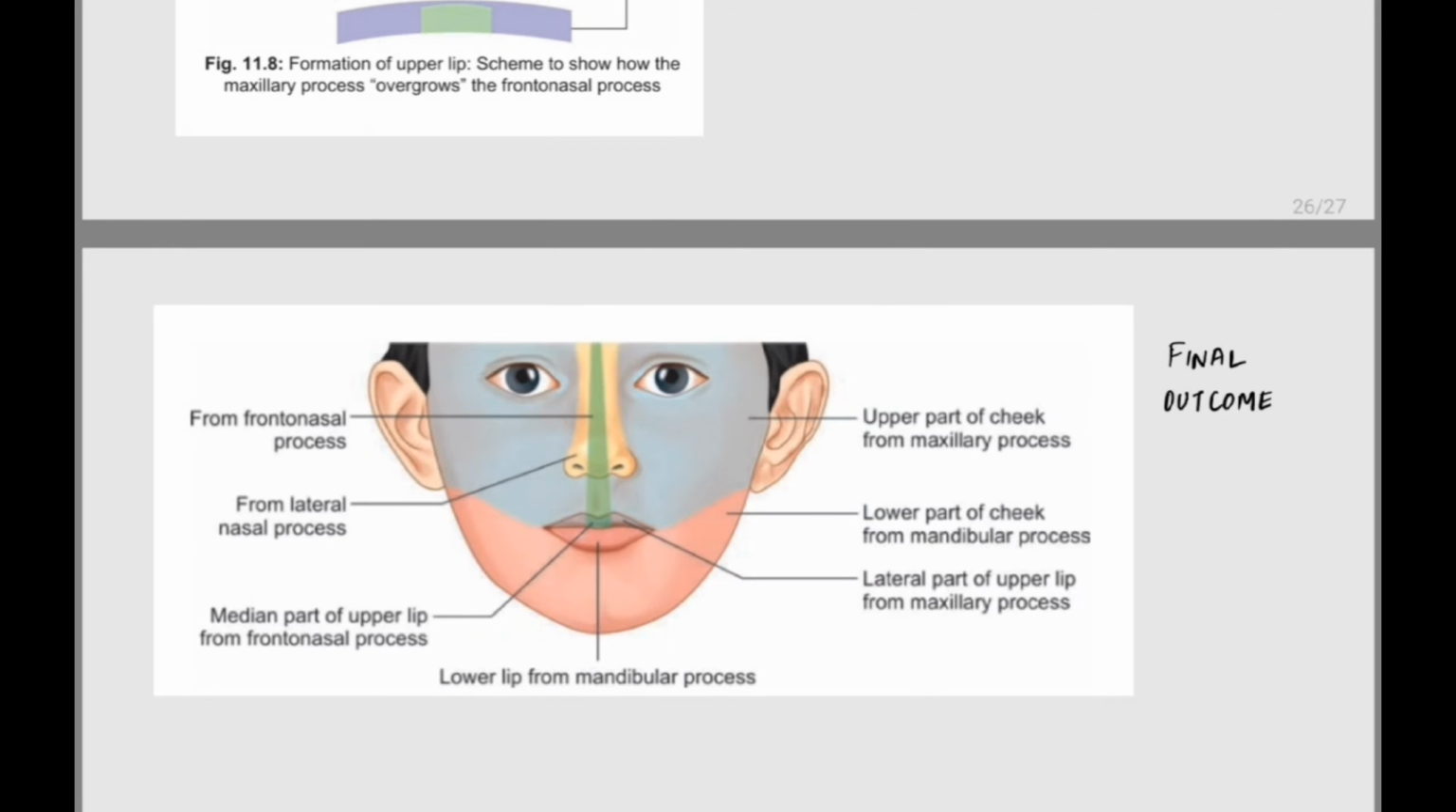Now think about the congenital anomalies. Unilateral cleft lip occurs because of the failure of fusion between the maxillary process and the medial nasal process. Bilateral cleft lip occurs because of the failure of fusion on both sides. Median cleft lip occurs because of the failure of fusion between the 2 medial nasal prominences. Oblique facial clefts occur because of the failure of fusion between the maxillary and the lateral nasal processes.